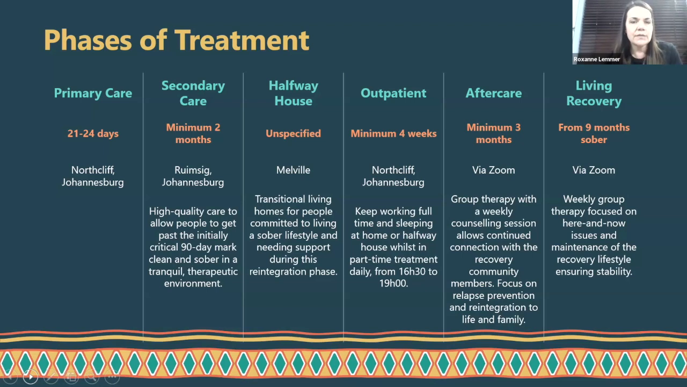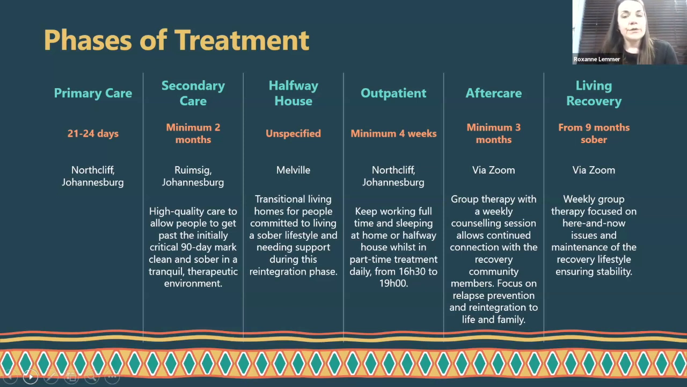Our secondary care treatment facility is in Reimsig in Joburg, and it offers high quality care to allow people to get past that initial critical 90-day mark, to get them clean and sober in a tranquil therapeutic environment. So our secondary care treatment is not very clinical, it's very homely, which also helps for that extended period of stay.